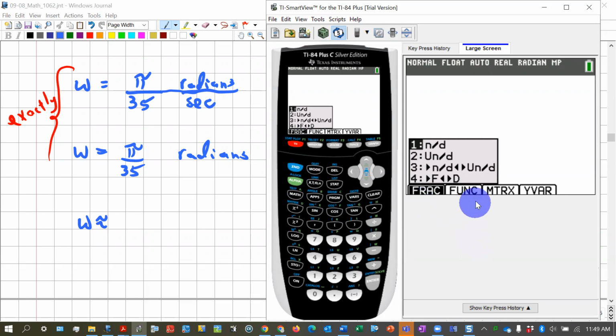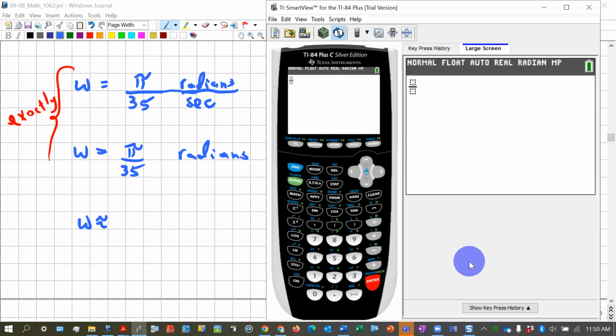And then there are 4 submenus that you can use your left and right arrow keys. We want a fraction. We don't want to use mixed numbers, so it's not going to be 2 or 3. So we're going to choose choice 1. Now my fraction looks like a fraction, and I can type 2 pi.